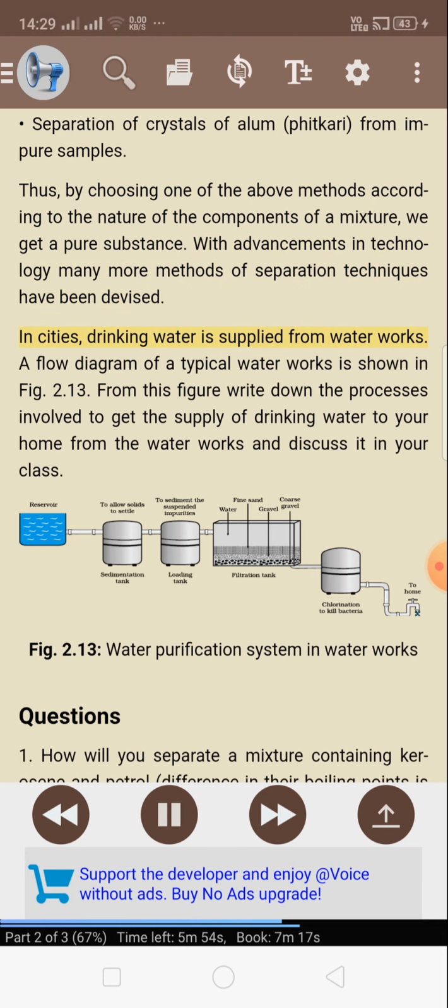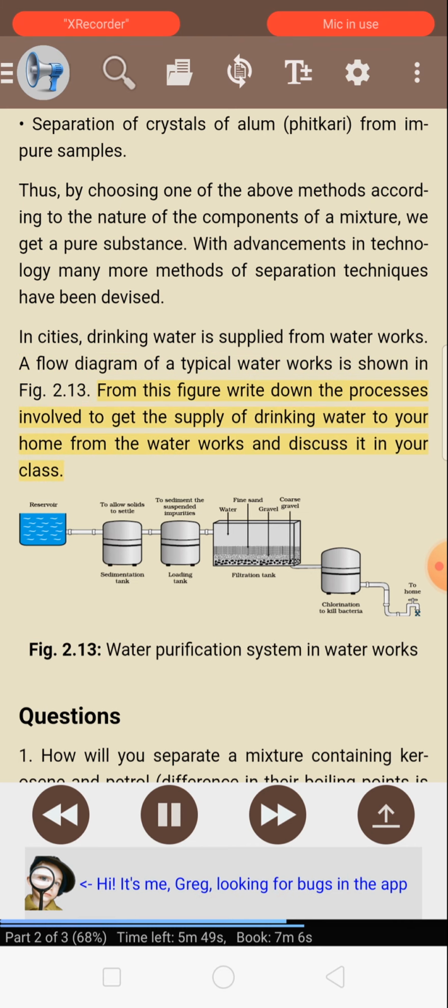In cities, drinking water is supplied from waterworks. A flow diagram of a typical waterworks is shown in Figure 2.13. From this figure, write down the processes involved to get the supply of drinking water to your home from the waterworks and discuss it in your class. Figure 2.13, water purification system in waterworks.